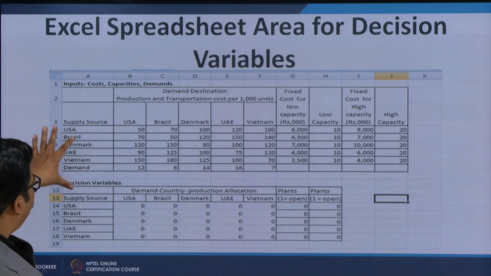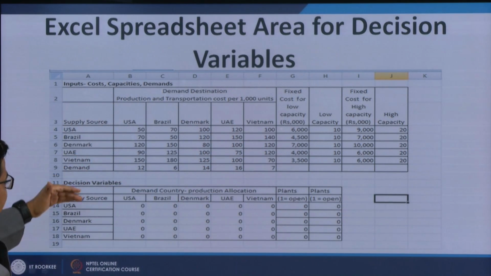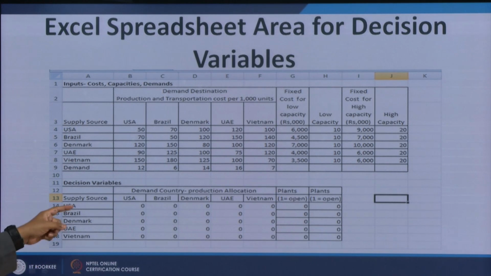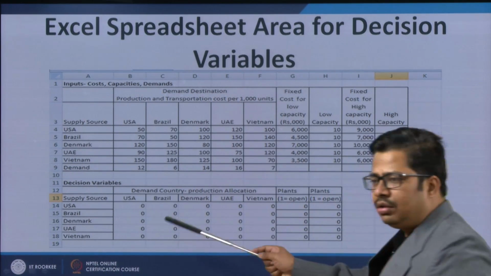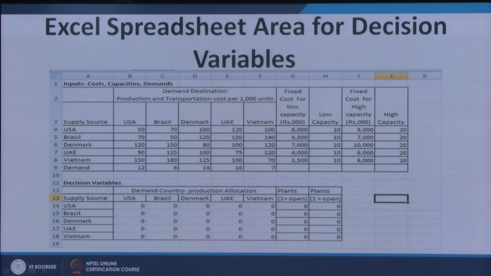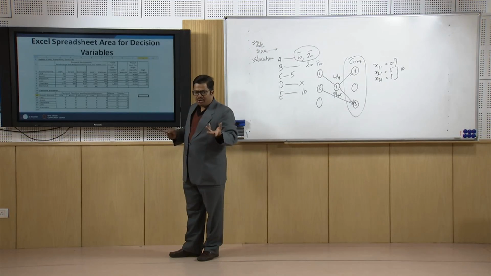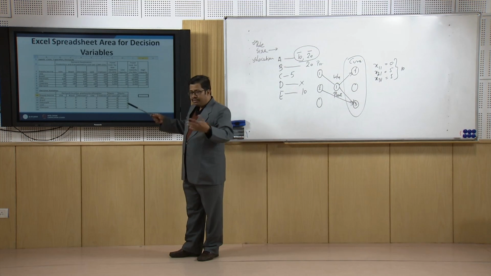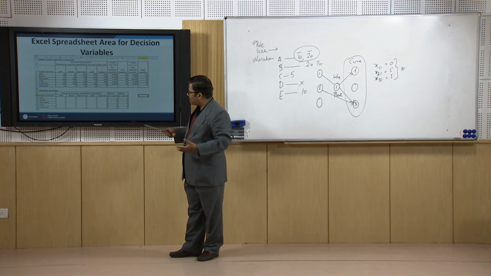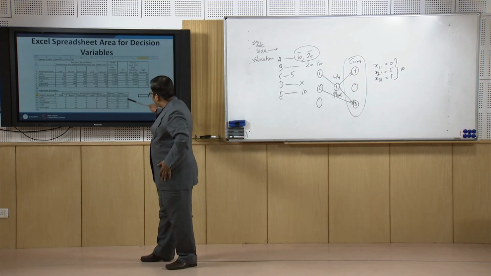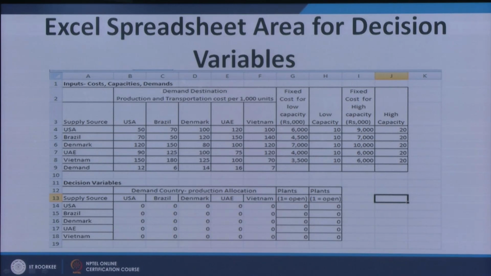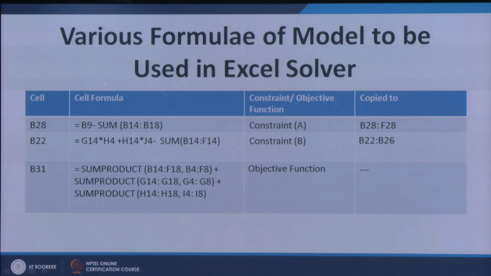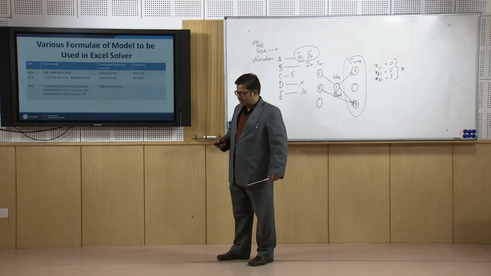This is almost a similar kind of table to the one you are seeing in the upper part of this spreadsheet. USA, Brazil, Denmark, UAE, Vietnam are the supply sources, and these are the destinations. To initiate the solution, because I do not know where I will open a plant or how much I will ship to a particular destination, all these are marked as zeros just to initiate the solution process. Now, we will develop formulas.